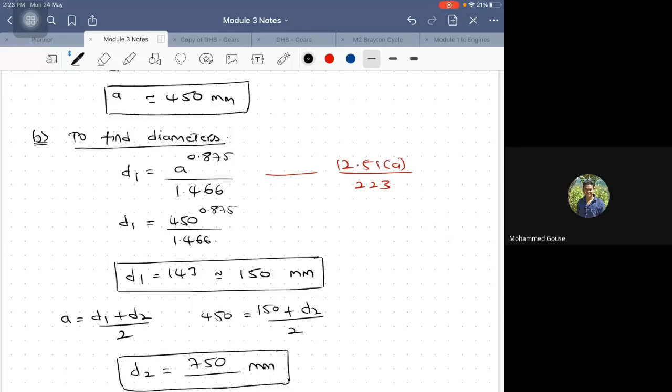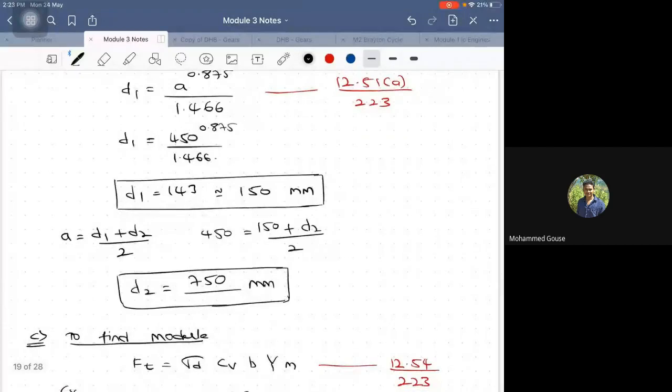Now, the first major step after finding the center distance and the diameters is finding the module. Again, use the same expression to find the module, where T is equal to sigma d, Cv, Y, m from equation number 12.54, page number 223. So calculate one by one. Sigma d you already know; it is based on the worm wheel, so you would take it as 2 there. Now calculate the value of V so that you can calculate the value of Cv, calculate the value of B, calculate the value of Y, calculate the value of FT, then you can calculate your module. One by one we shall see.